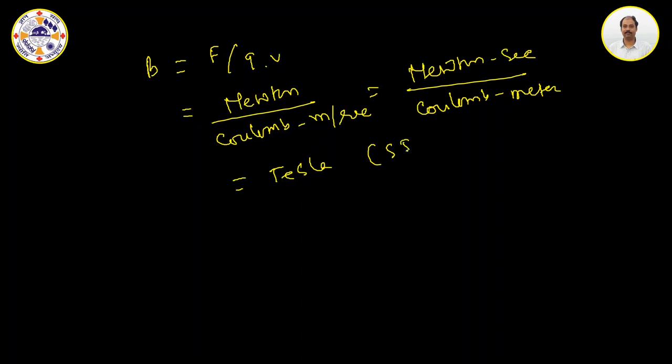Obviously, this is an SI unit. 1 Tesla is equal to 1 Weber per meter square. This is another SI unit.